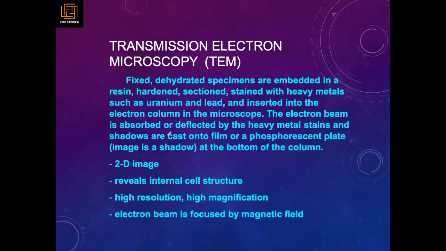So transmission electron microscopy. In this also we use fixed samples, dehydrated samples without water, and instead of using stubs, we embed them in resins, harden, section, and stain with heavy metals. So we have heavy metals as the stable things. So we use uranium.